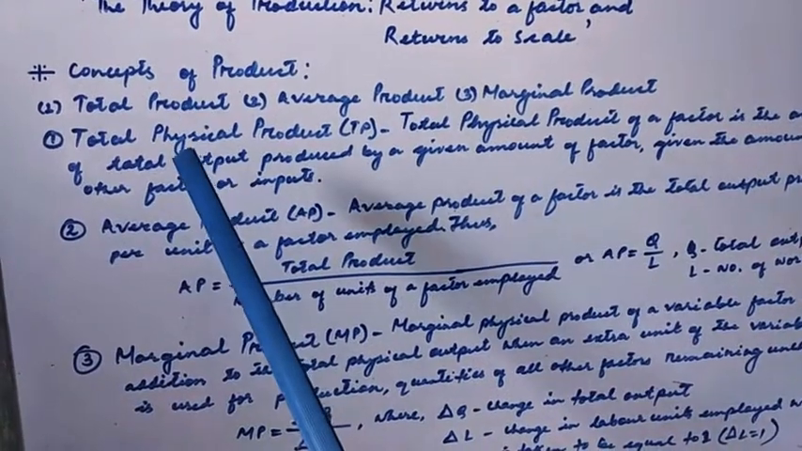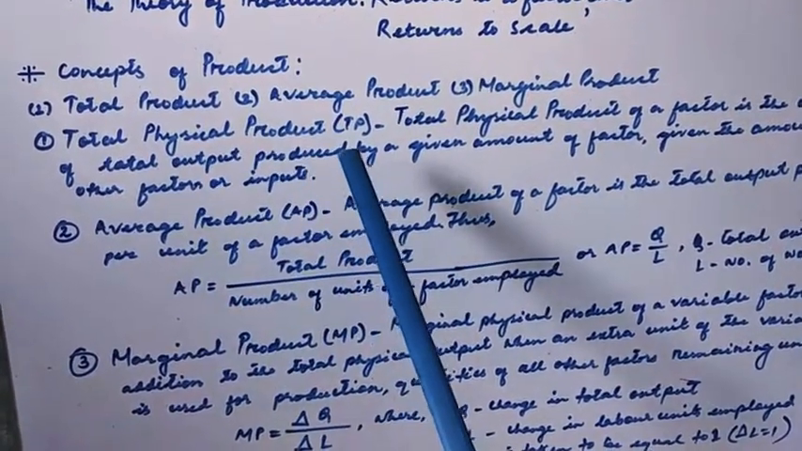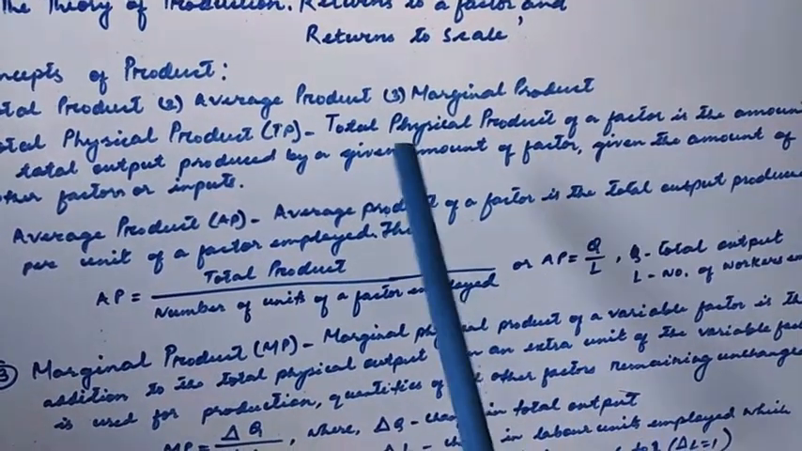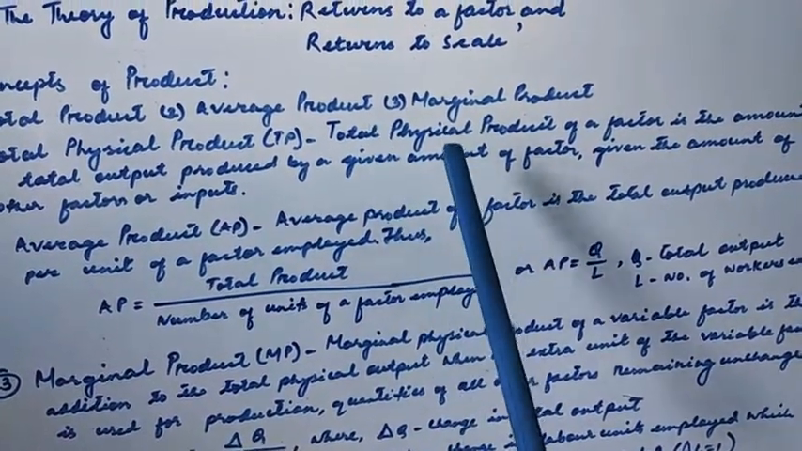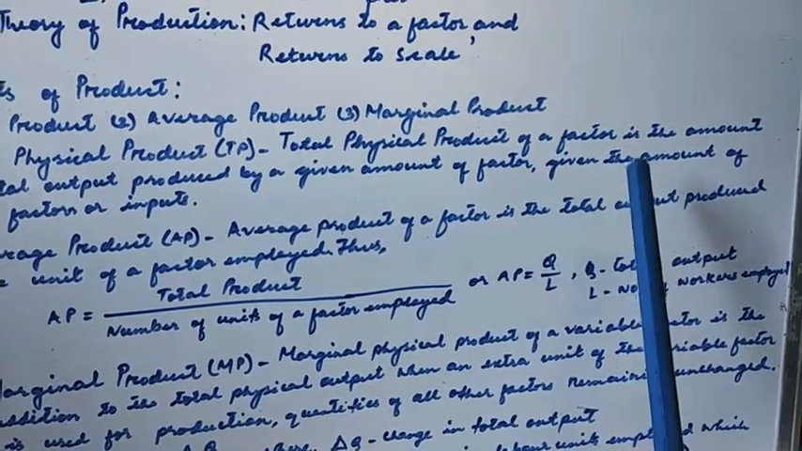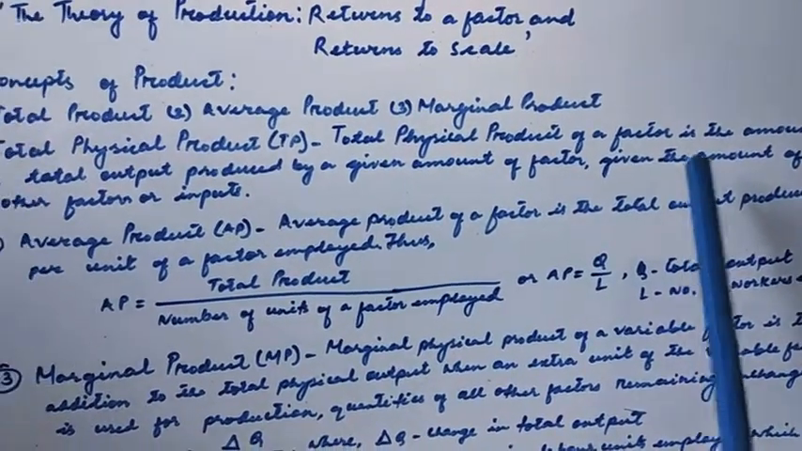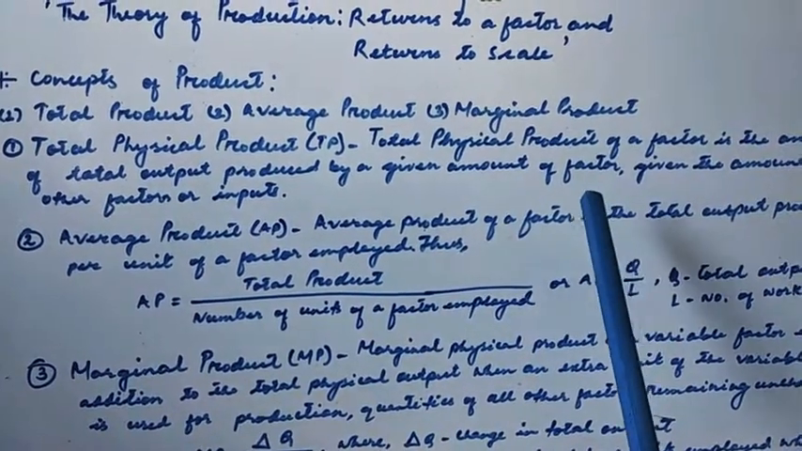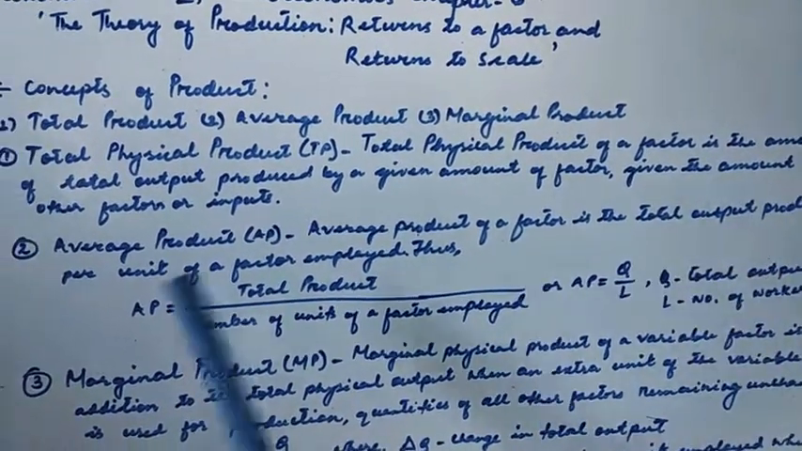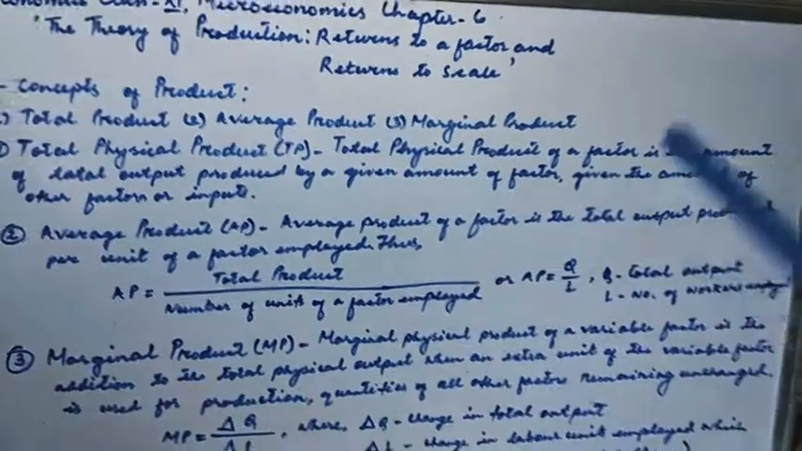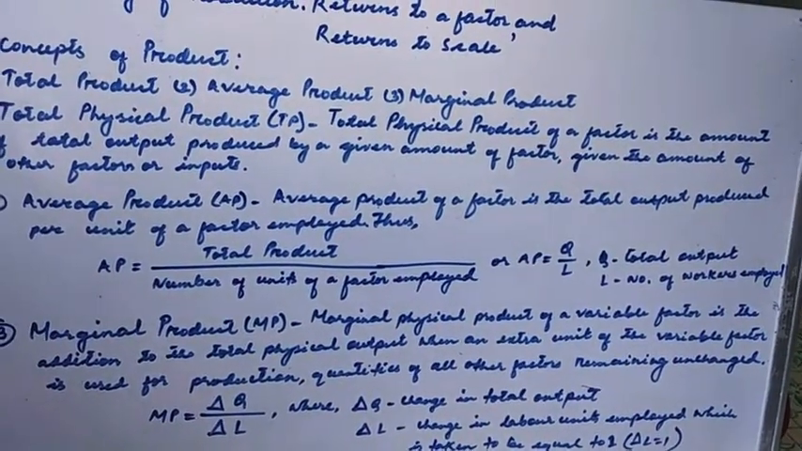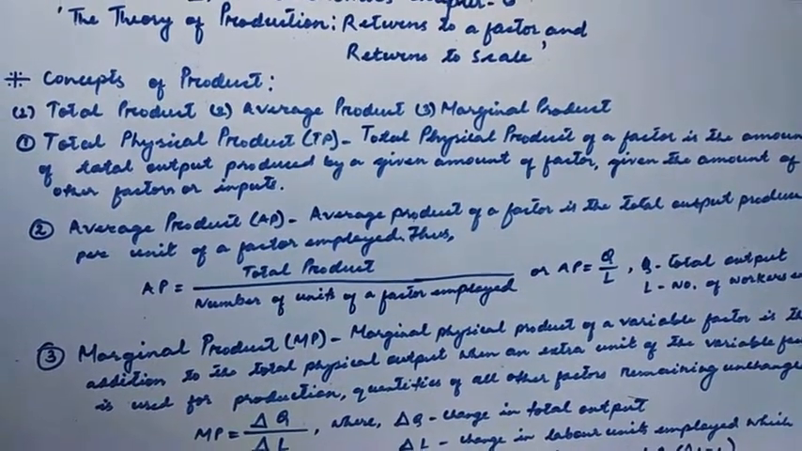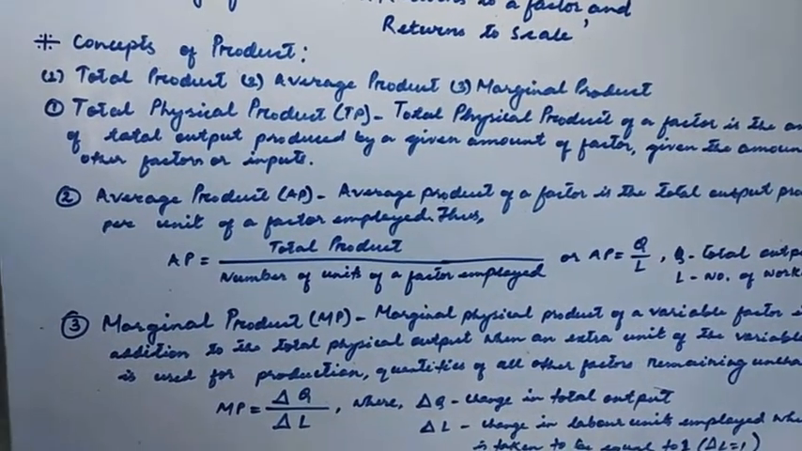So what is a total product or total physical product represented by TP? It is the physical product, or to be precise, it is the total physical product of a factor. It is the amount of total output produced by a given amount of factor, given the amount of other factors or inputs. So it is the total amount. So total output which is produced by a given amount of factor.